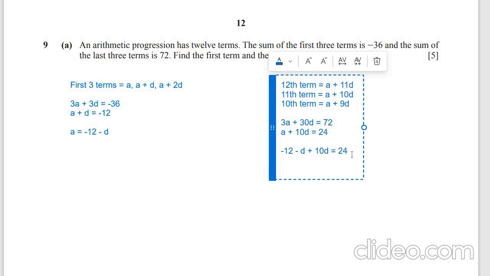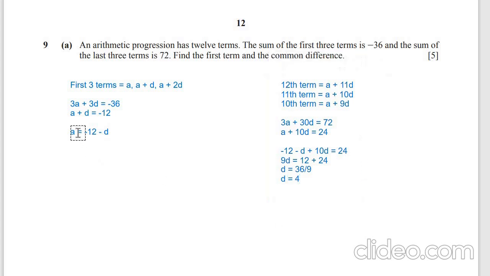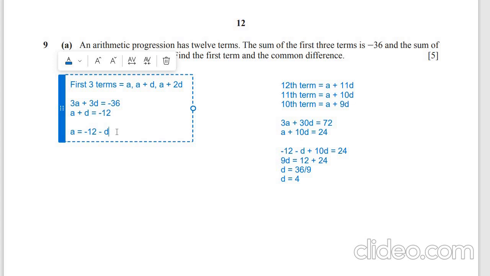Well, this is going to be 9d is 12 plus 24. So d will be 36 divided by 9. So d is 4. And if we plug that in here, a will be negative 12 minus 4, and that is negative 16. So the first term is negative 16, and the common difference d is 4.